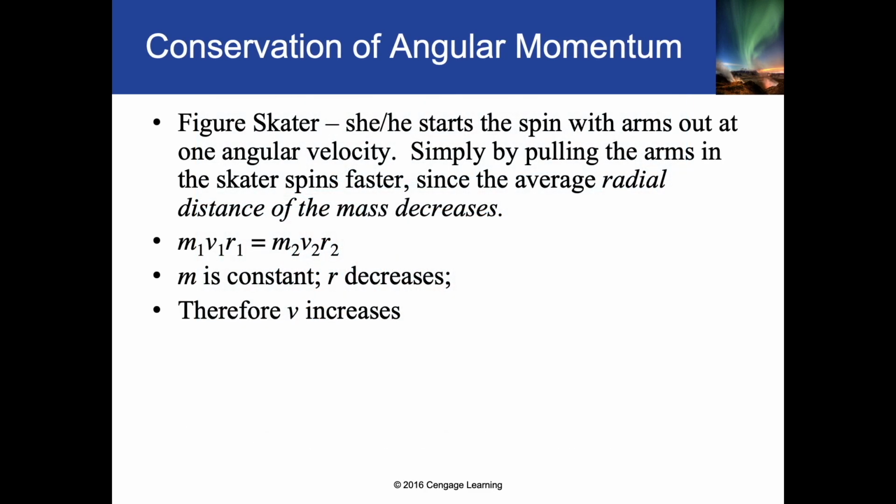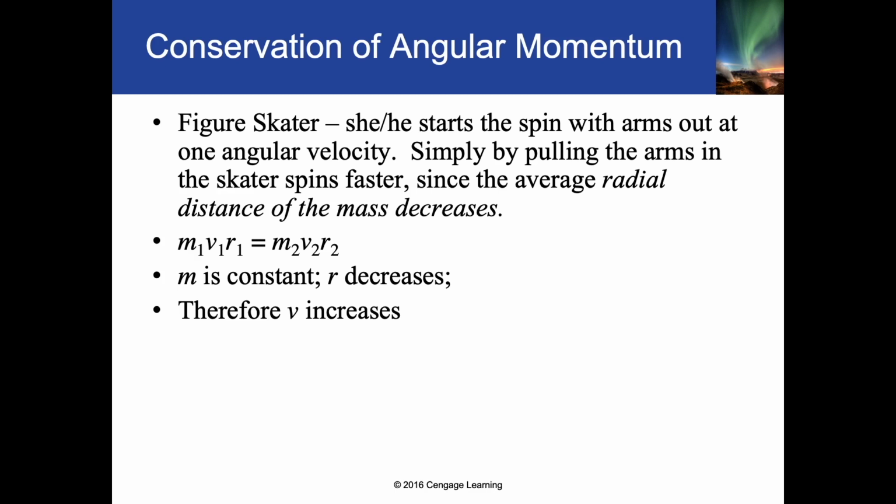So here's another good example: conservation of angular momentum. A figure skater starts to spin with his or her arms out at one velocity, but by simply pulling the arms in, the skater spins faster, since the average radial distance is decreased. If they want to get faster, they just pull their arms in, and the radius is smaller. That's why they start spinning faster.